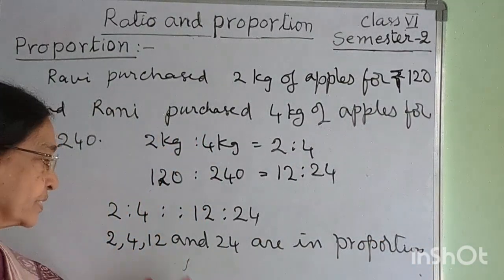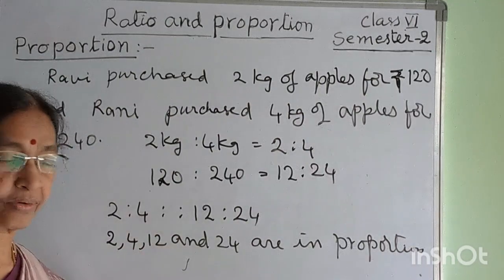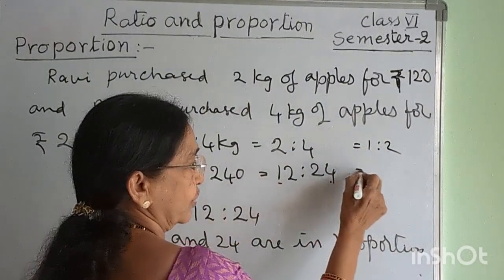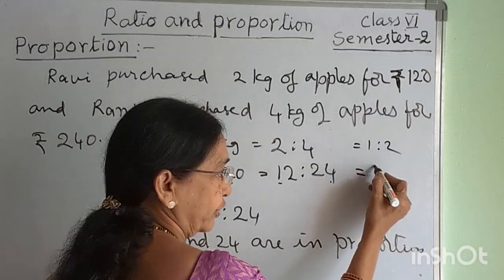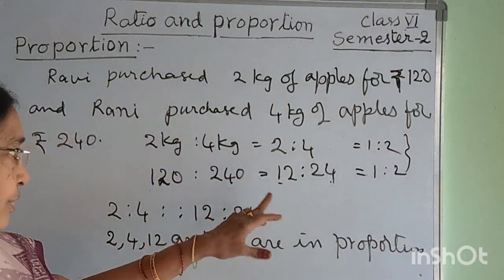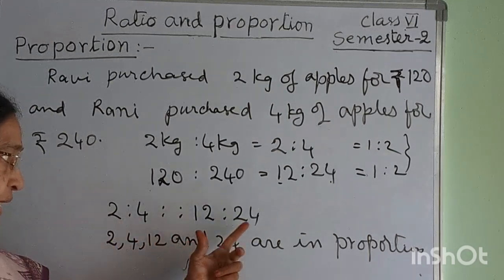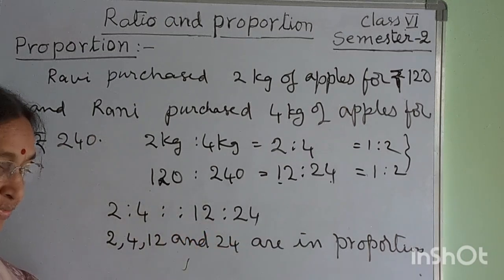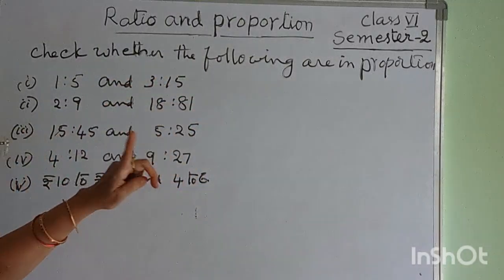In proportion means, in order, we have to take 2:4 and 12:24 are equal. So we can see that 2:4 is equal to 1:2 and 12:24 is also equal to 1:2 because both are divisible by 12. If we divide them by 12, 12 ones 12, 12 twos 24, both are equal. As these two ratios are equal, we can write like this. And we can say that 2, 4, 12 and 24 are in proportion, or 2:4 is as 12:24.